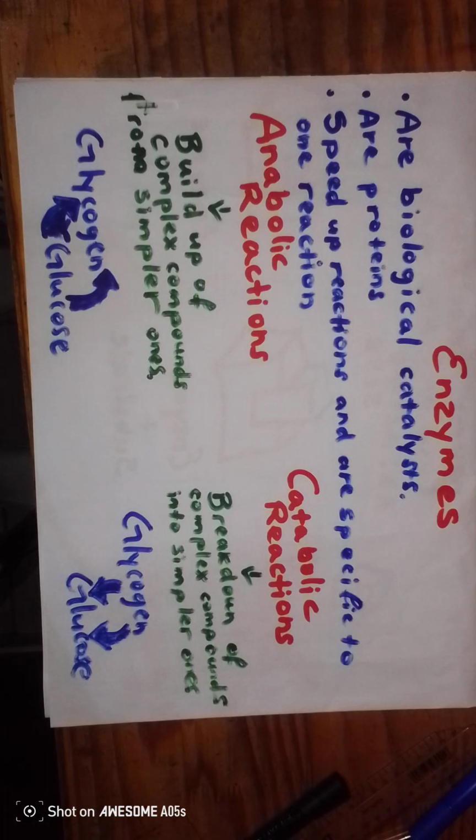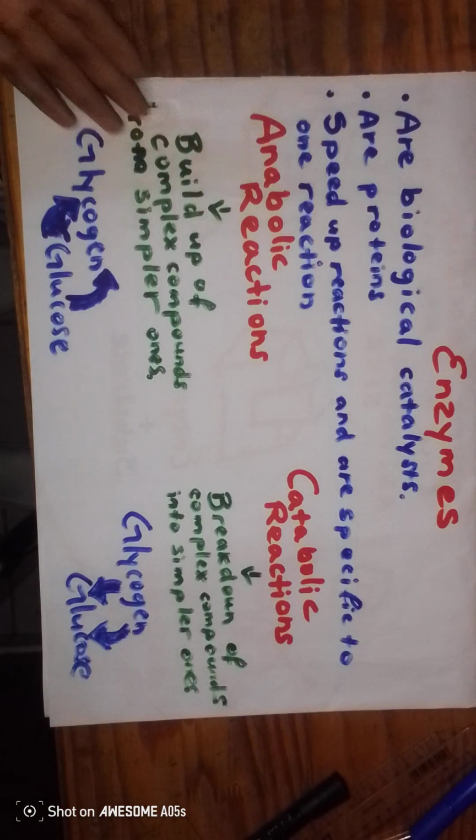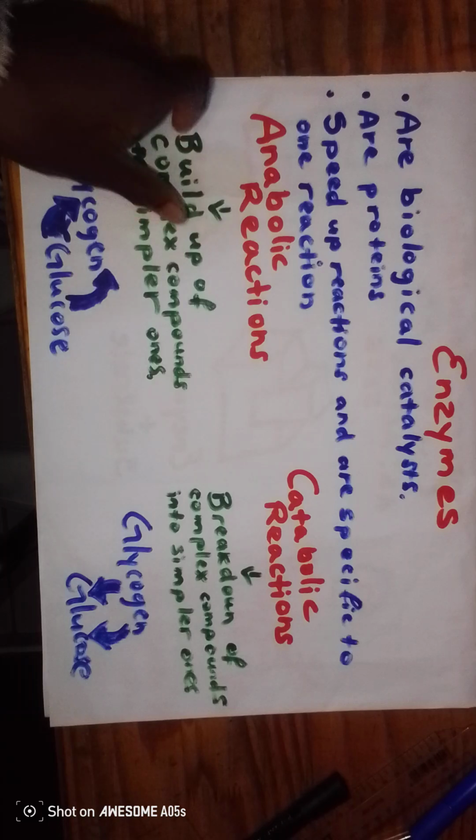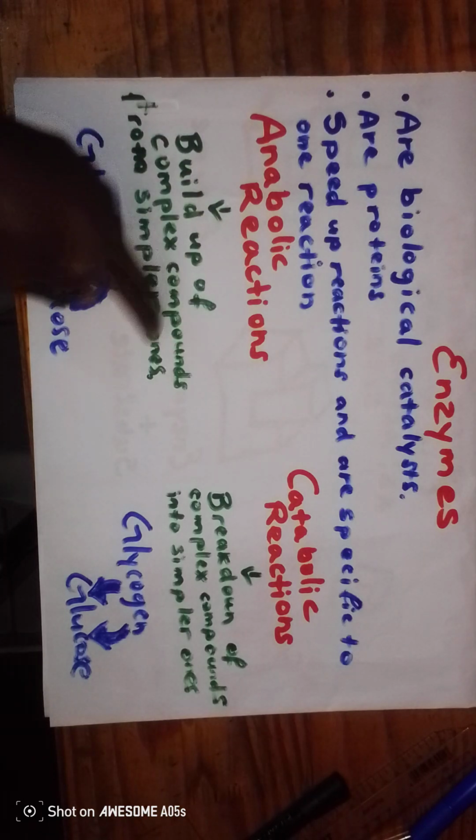Now we have two types of reactions in the human body. This is for biology, okay? We have anabolic reactions and catabolic reactions. Anabolic reactions build up. This is the build up of complex compounds from simpler ones.